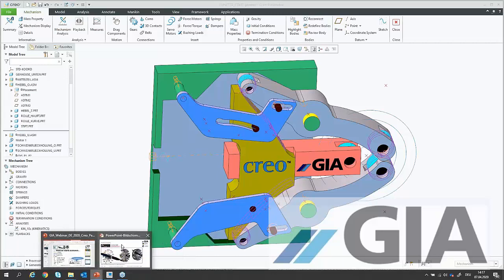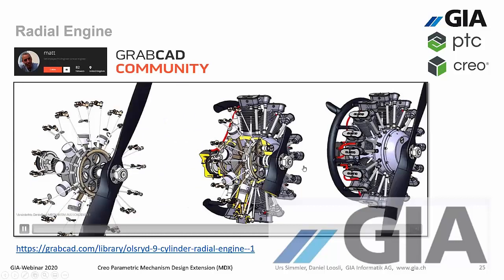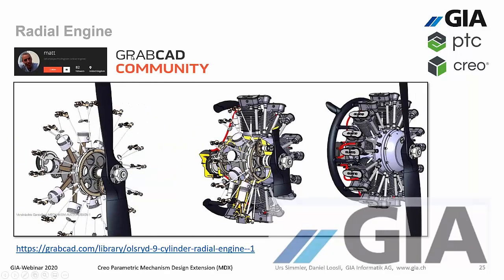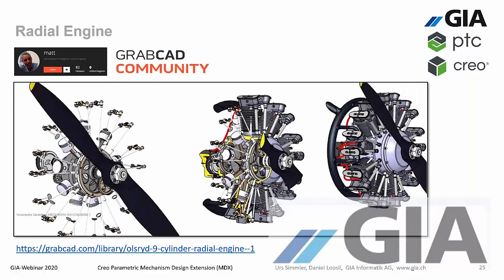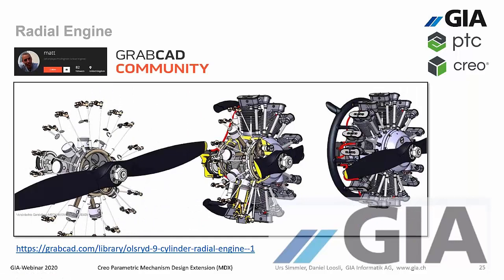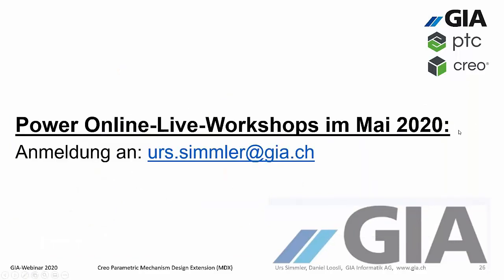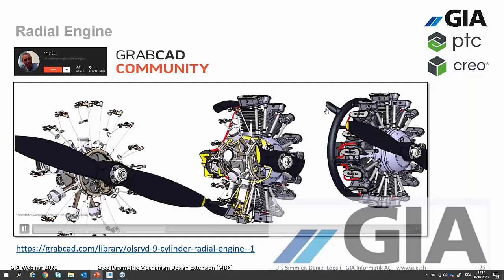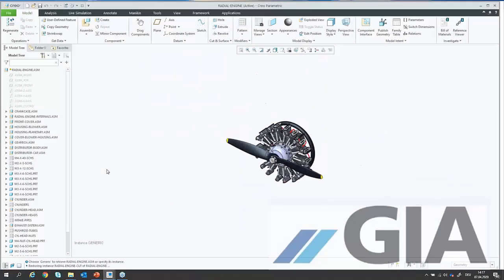You're going here to the next component, that guy, this radial engine engineered by Matt on GrabCAD community. Let's have a look at this mechanism. It takes a little bit more than half an hour to create it. And we want to see how Matt assembled his mechanism. Therefore, I'm going here for that guy.